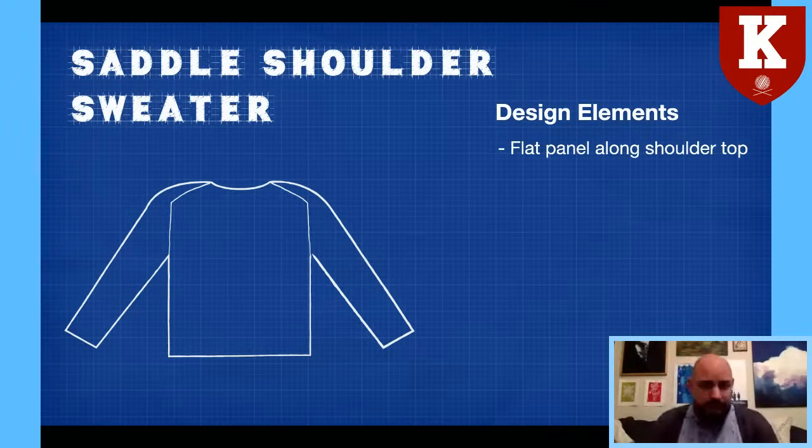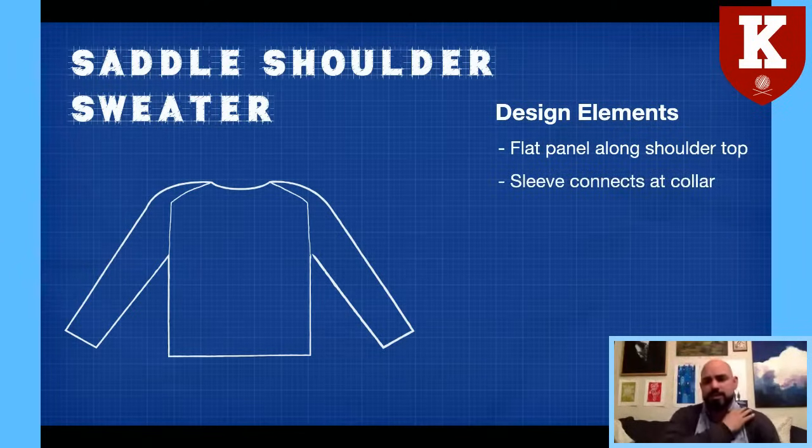So it's a little bit like the raglan. The main difference is that there is a seam running along the top of the shoulder on the front and the back. And this is not usually knit seamlessly or from the top down. Again, the sleeve connects at the collar, and you get that flat part at the top. So it gives a very military style look to it, and that makes it really great for men's sweaters.